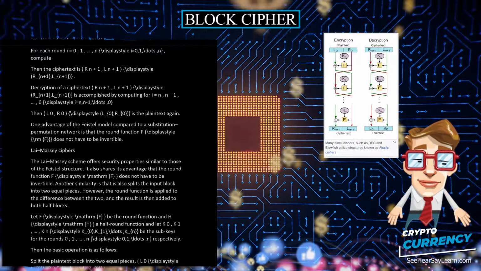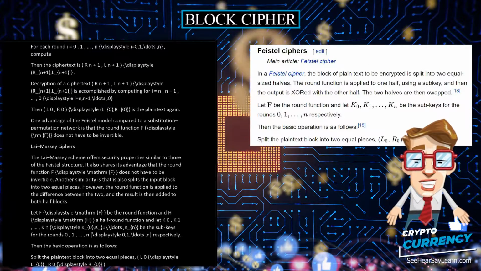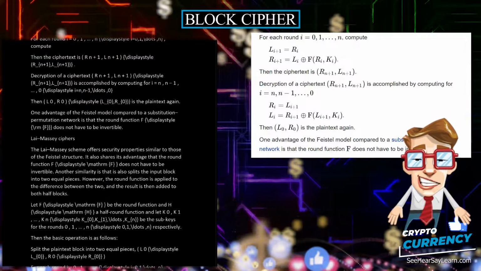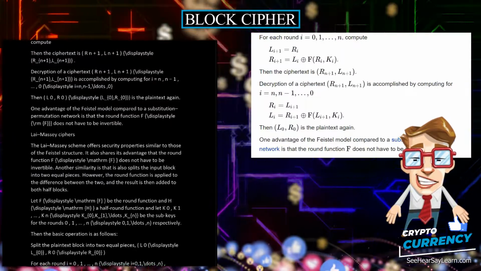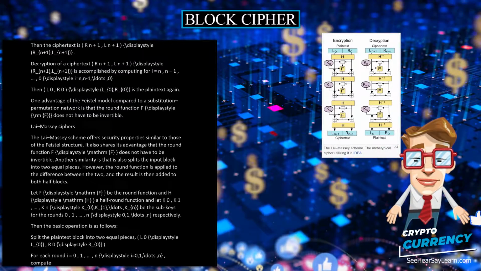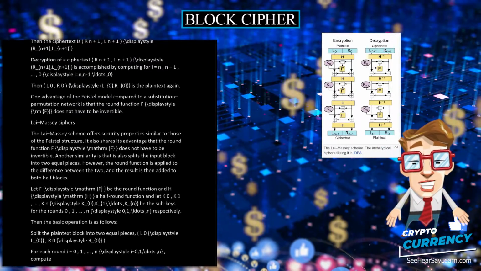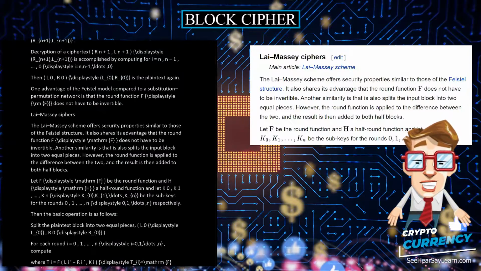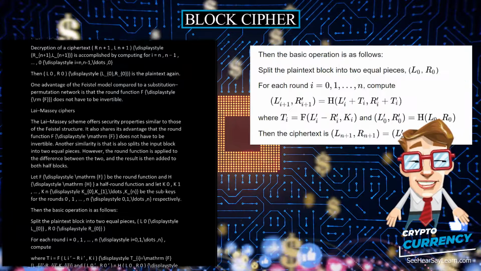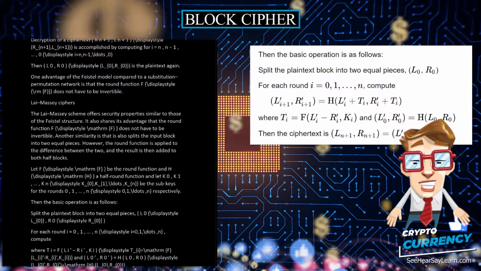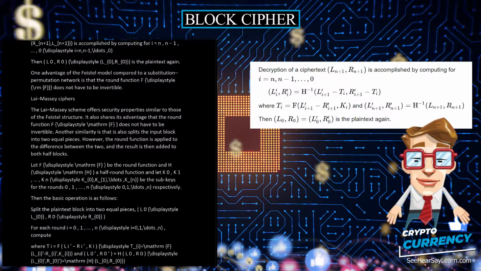Lai-Massey ciphers. The Lai-Massey scheme offers security properties similar to those of the Feistel structure. It also shares its advantage that the round function f does not have to be invertible. Another similarity is that it also splits the input block into two equal pieces. However, the round function is applied to the difference between the two, and the result is then added to both half blocks.